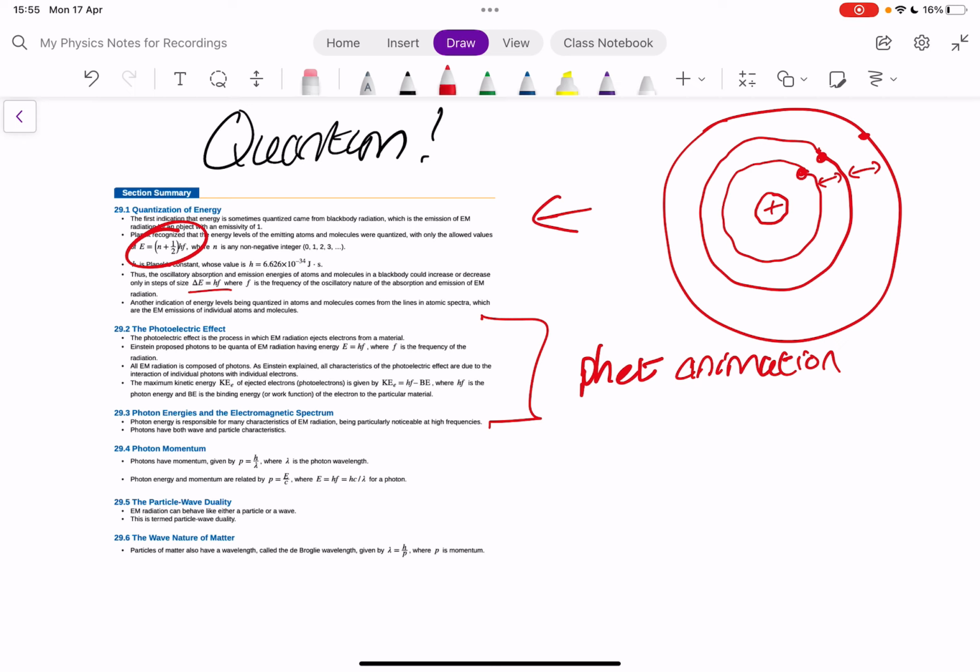But this is about the photoelectric effect. Now, it might not make a huge amount of sense to you if you just play with the animation in its own right, but if you get a bit of the context and you understand where it's come from, you can actually see the photoelectric effect at work.